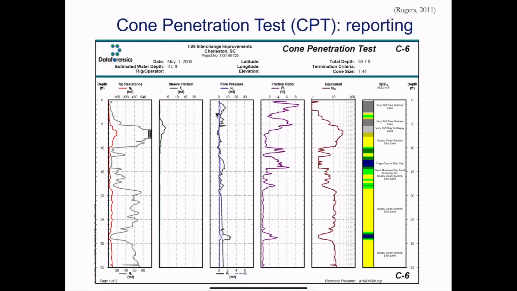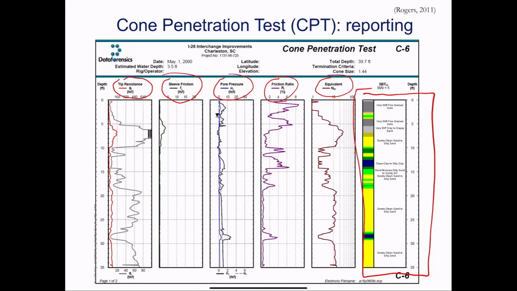With cone penetration test reporting, you'll see something like this from your contractor. You'll have something with depth, and you'll get those values we talked about: tip resistance, which is corrected, sleeve friction, pore pressure, friction ratio, and there's an equivalent N60 here. So they try to convert CPT data to SPT data. And using whatever correlations are available, you can classify the type of soil you're working with.